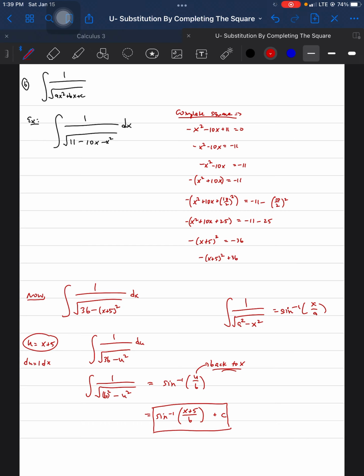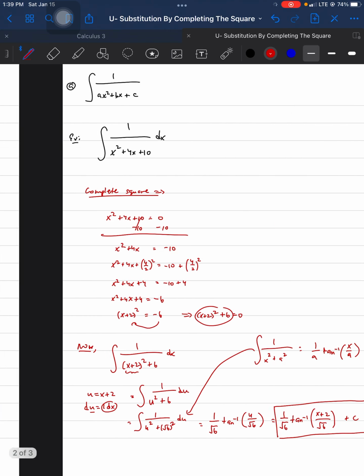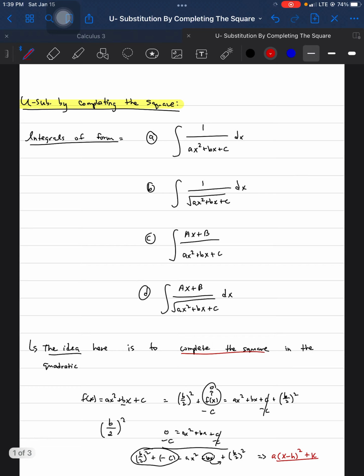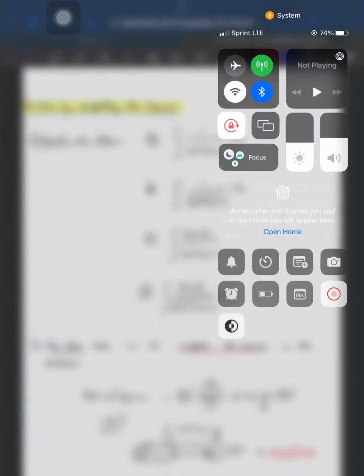So the next two integrals are going to take a little longer. So I'm going to do a second part to this video. I just went over the first two cases in this video, and I'm going to make another video for the other two forms of the integral using completing the square.